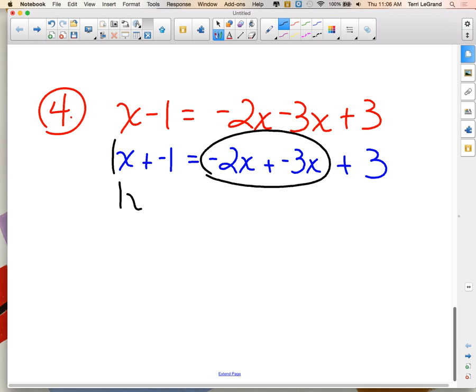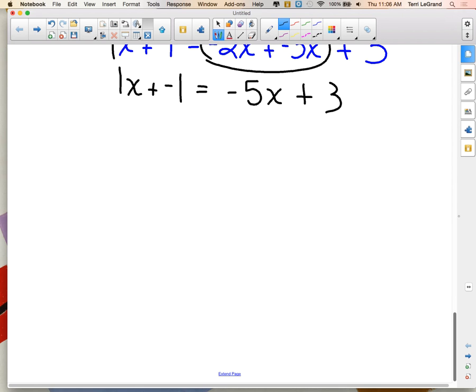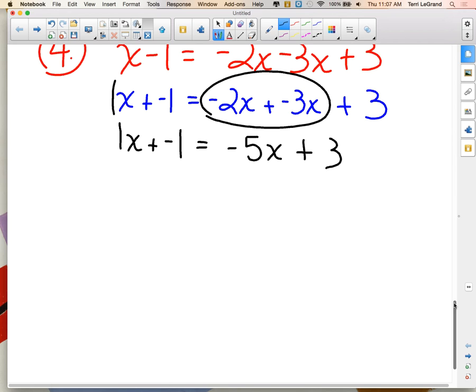So this side is going to stay like it is because they're not like terms. They can't be grouped together. -2x plus -3x is -5x. Bring along the tag along 3. And now we say, can those guys be put together? Are they like terms? No. Is it ready to solve then? We've just simplified. Is it ready to solve?